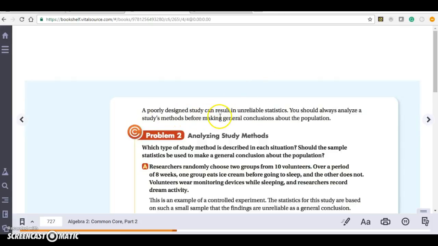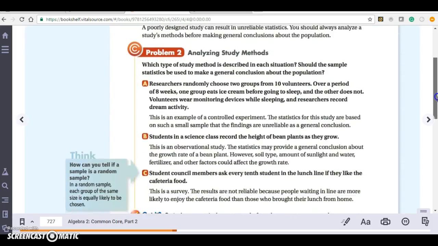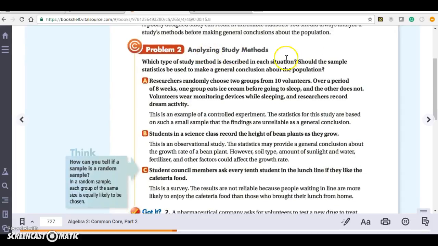So a poorly designed study can result in unreliable statistics. You should always analyze the study's methods before making general conclusions about the population. All right, so analyzing study methods. Which type of study method is described in each situation? Should the sample statistics be used to make a general conclusion about the population?